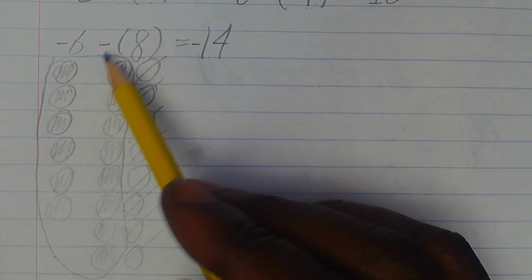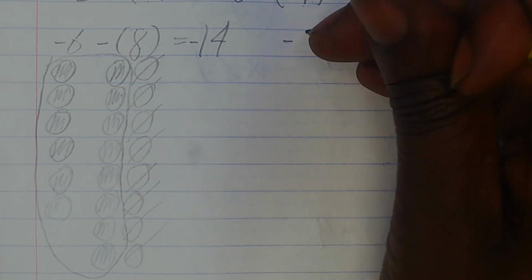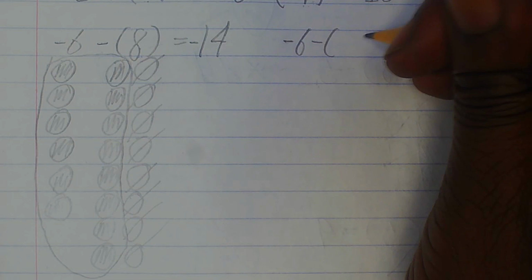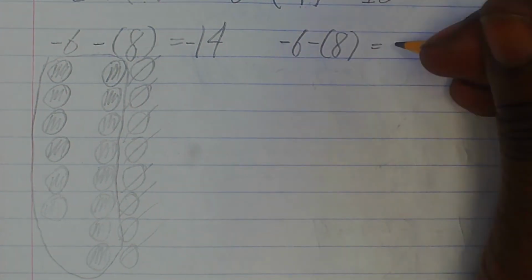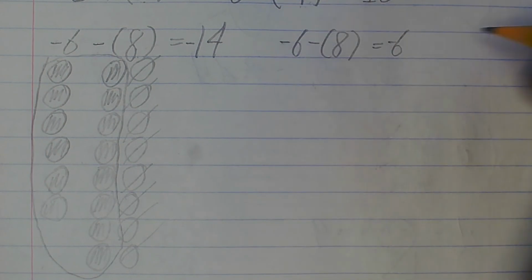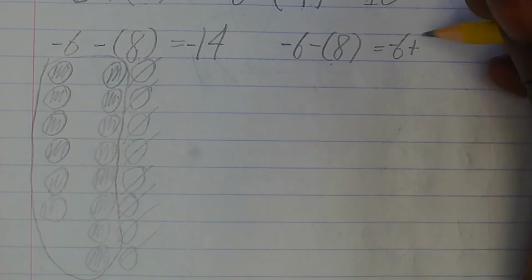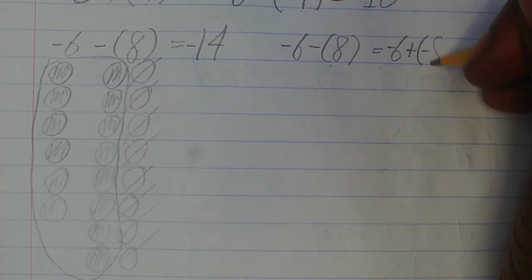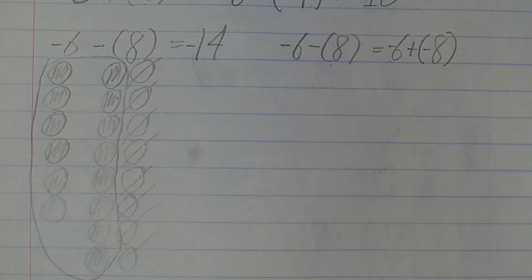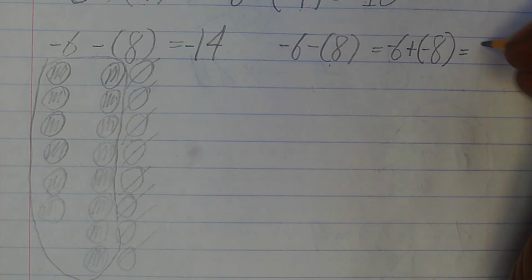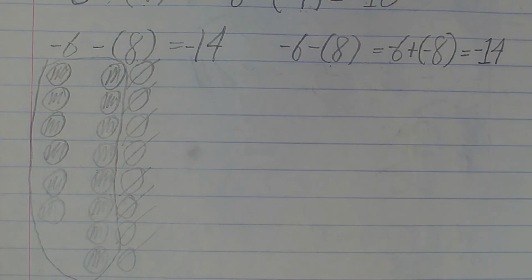Similarly, if we add the opposite of the second term, and I'm just going to rewrite this here, negative 6 minus positive 8. Of course, this equals negative 6 plus, and then the opposite of a positive 8 is going to be a negative 8. And then here we have like signs, so we just add those. Negative 6 plus negative 8 equals negative 14. Okay? All right.